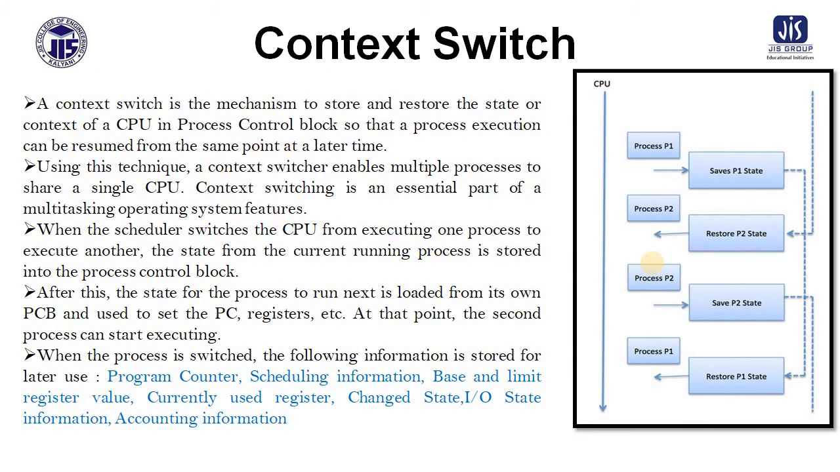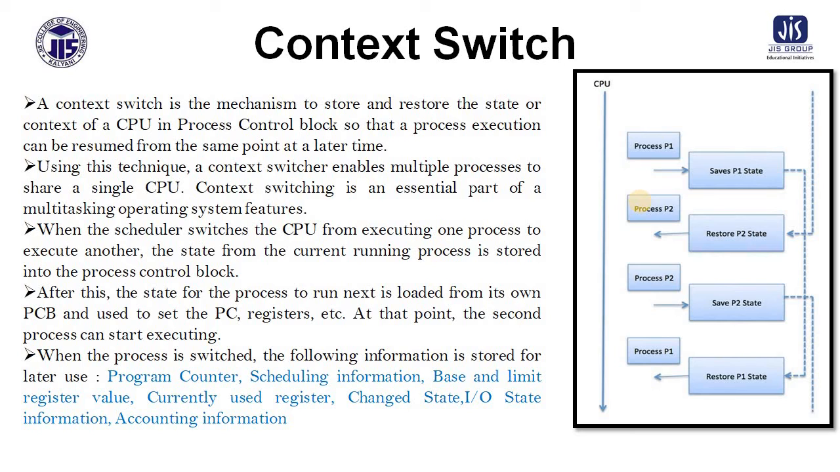So next one is the context switch. What is context switch? Assume our CPU is giving the attention to process 1. Suddenly some situation will occur, and the CPU will move to process 2. So the CPU will give attention to process 2. So switching from process 1 to process 2 is called context switch.